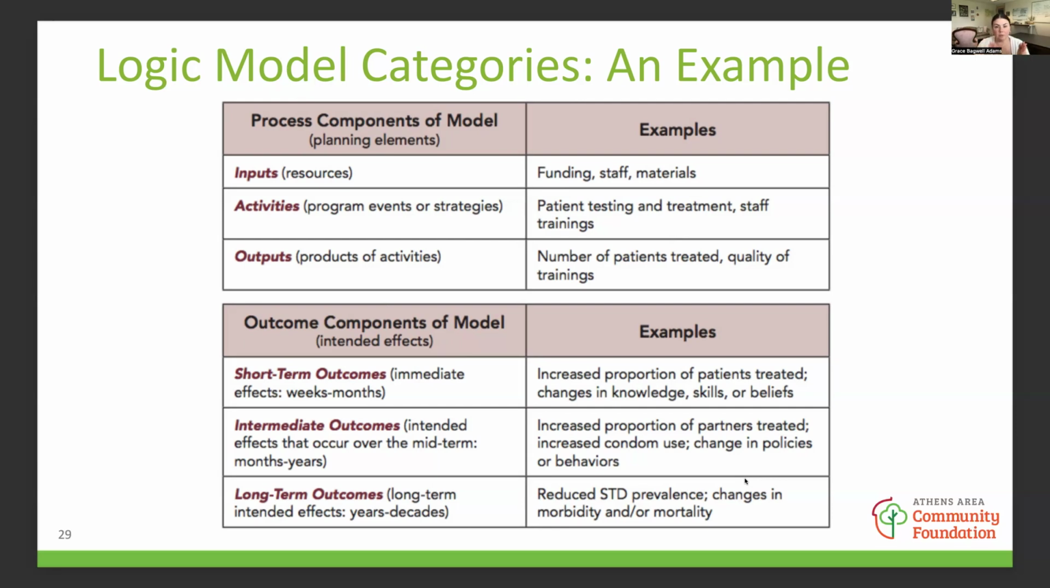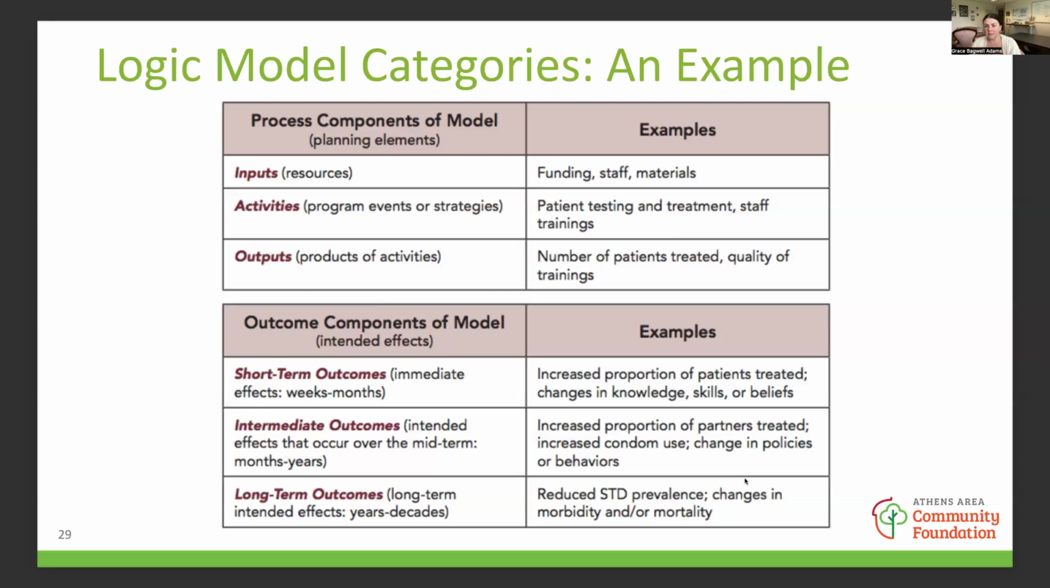So up here, inputs, resources, what might you need? Here's an example: funding, staff, materials. And this is a really broad, super simple outline. If you do this exercise for yourself, you really want to understand exactly how much funding you need, how many staff persons, and what materials.